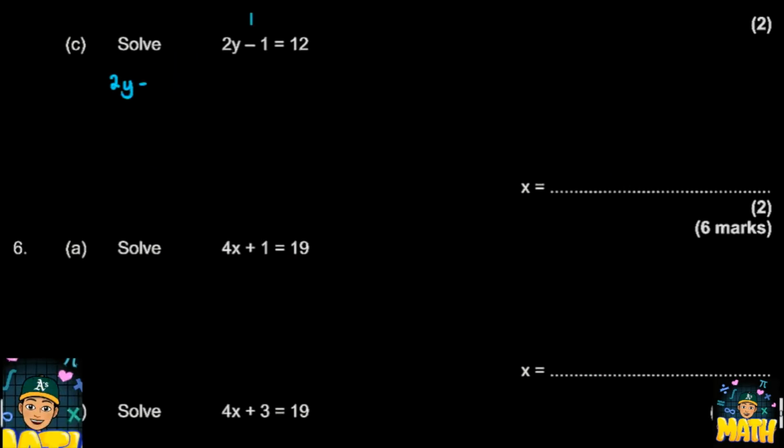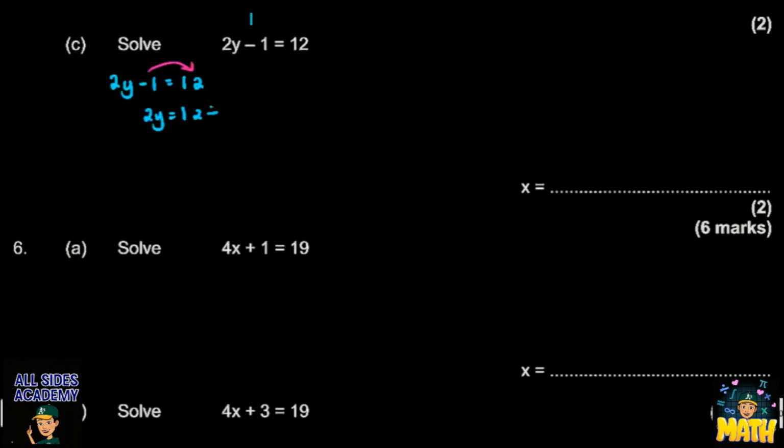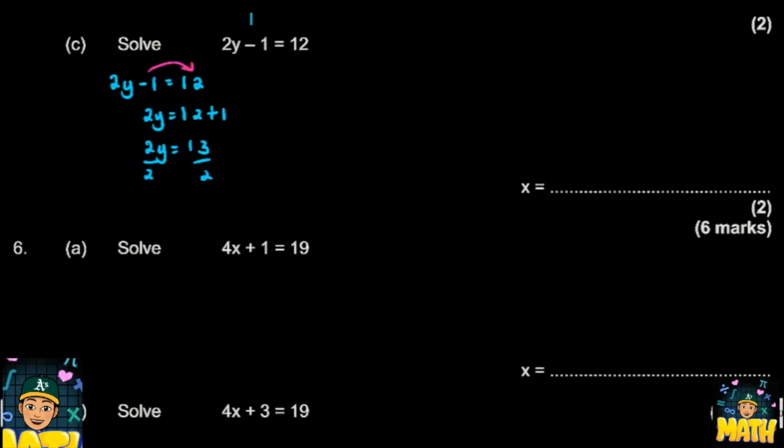2y minus 1 equals 12. So I take the 1 to the other side. So I'll remain with 2y equals 12 plus 1. So 2y equals 13. Then divide by 2 on both sides. So the 2s will cancel out. And then I remain with y equals 13 over 2.